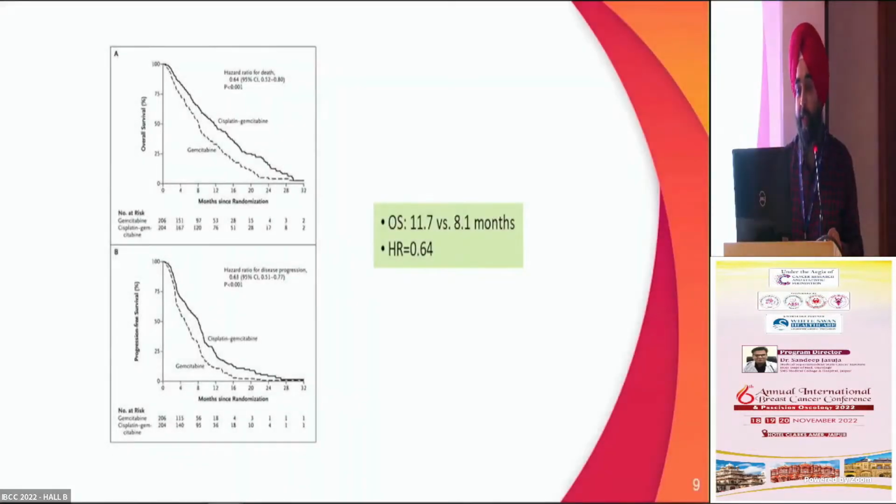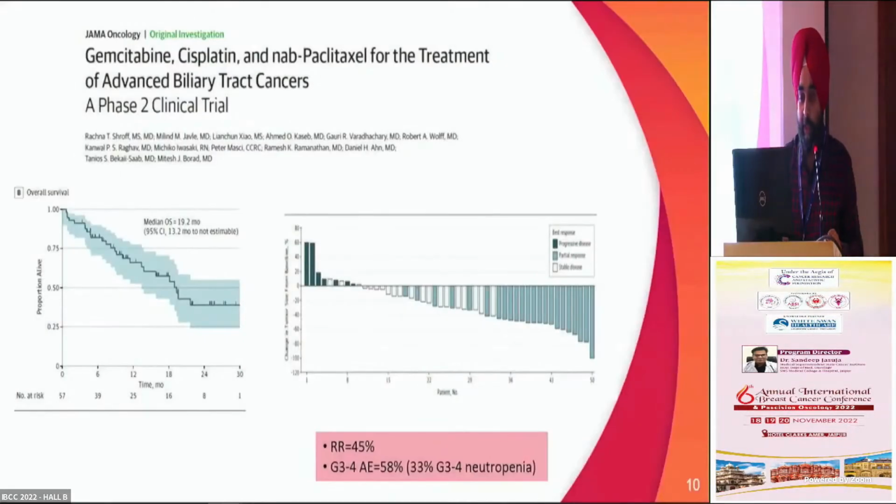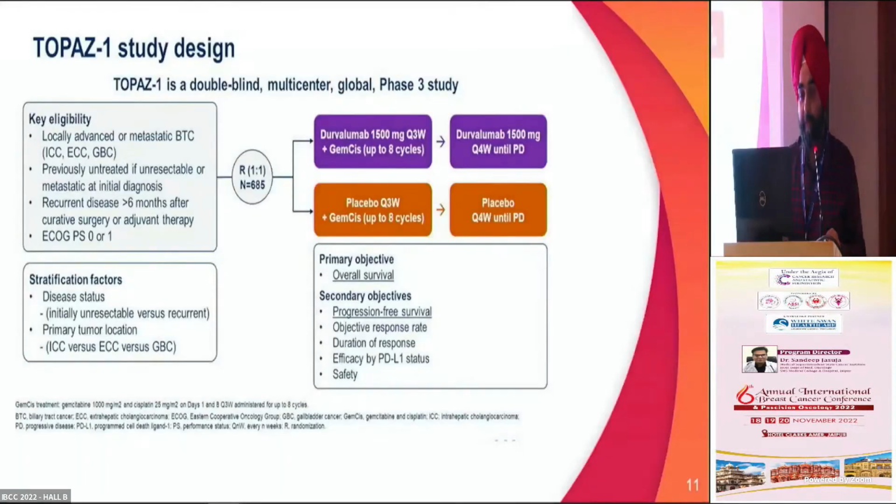And in this, the overall survival was 11.7 months versus 8.1 months in the single arm gemcitabine with a hazard ratio of 0.64. The next is the GEM-CIS combination along with the nab-paclitaxel for the advanced. It was a phase 2 trial, and it has shown again some response, but it did not come into the practice of the combination of 3 drugs. So after this first line of GEM-CIS or other gemcitabine-based therapy, we were not having any other drugs, and basically the prognosis or the outcome of the patients after the first line therapy is very dismal. We sometimes use FOLFOX, all other therapies on the same.